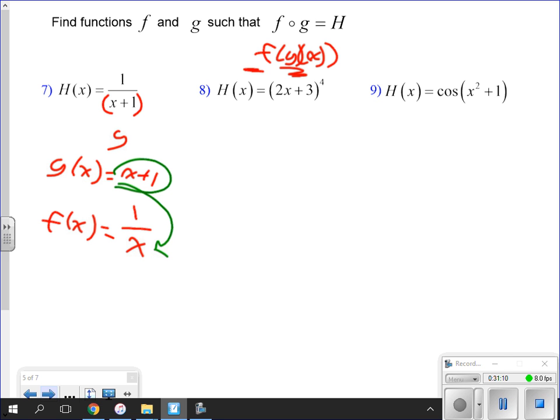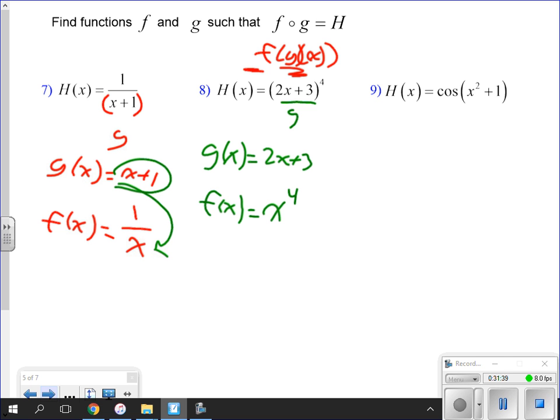The next two are actually easier to see. What's the inside function going to be on the next one? 2x plus 3. This is my inside function. That's my g. So g of x is 2x plus 3. For f of x, what am I doing to 2x plus 3? Raising it to the 4th power. So f of x is x to the 4th power.